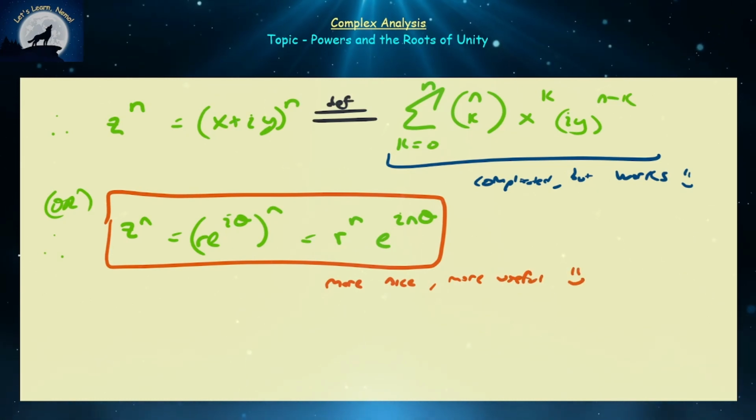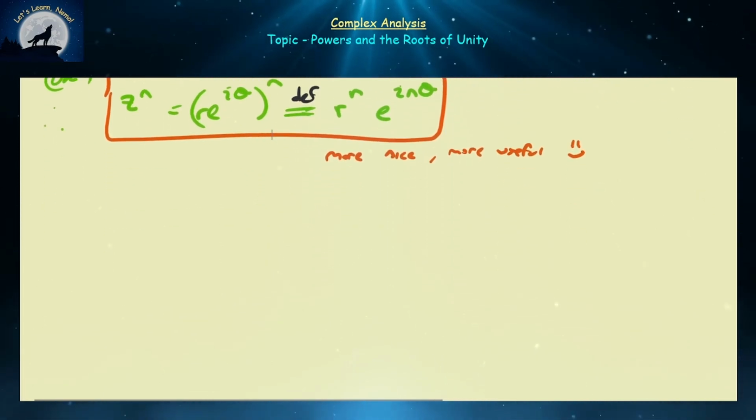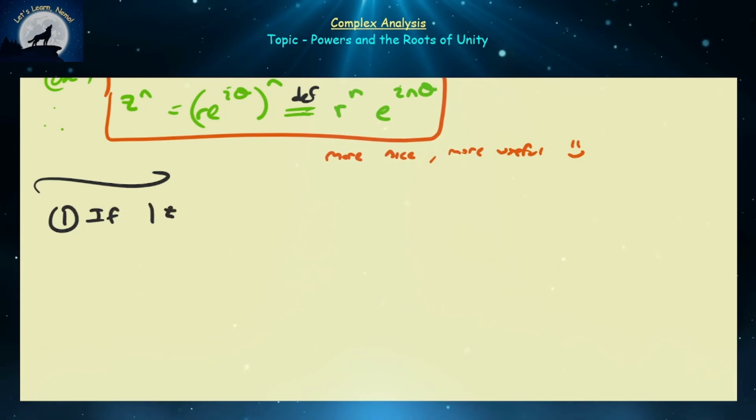Right, so if you want to define z to the power of n, you could either do it in the rectangular form or you could do it in the polar form. Either one is fine, you get the same answers, but the polar form usually, not always, but usually is going to be a little bit easier to handle. So let's go through a few properties to make sure that we see why this is a lot better. So firstly, let's assume that the norm of z is equal to 1.